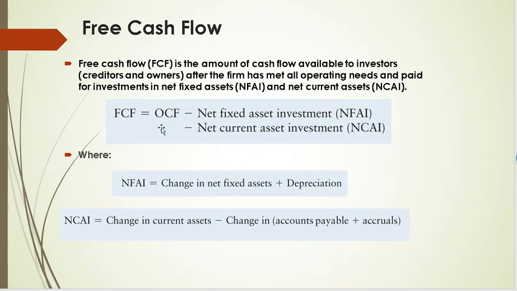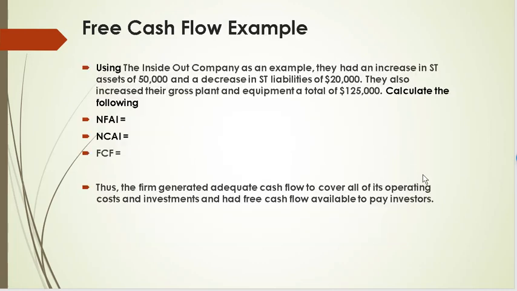So free cash flow is the operating cash flow minus all of the fixed asset investment. Notice it says net, so that could be plus or minus. Net current asset management, right? So that's net change in current assets minus the net change in current liabilities, right? So that could be positive or negative. So these numbers in the end basically give us a picture of how much money is left for the company, or for the investors, excuse me.